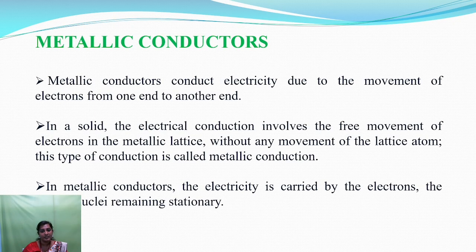Next topic is metallic conductors. What is the meaning of metallic conductor? Metallic conductors conduct electricity due to the movement of electrons from one end to another end. In a solid, the electrical conduction involves the free movement of electrons in the metallic lattice without any movement of lattice atoms. This type of conduction is called metallic conduction. Lattice atom means the arrangement of the crystal structure. In metallic conductors, the electricity is carried by the electrons, the atomic nuclei remaining stationary.